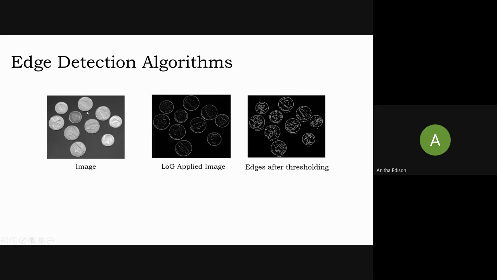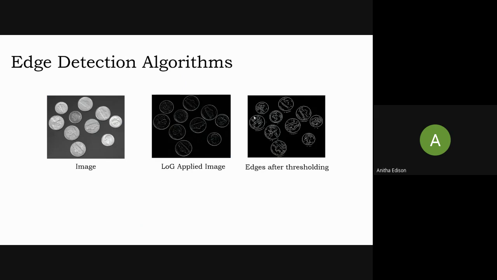This is an example which I have done. This is an image, and Gaussian filtering is applied to remove the noise, and then the Laplacian is applied. Once the Laplacian is applied, you will get an image like this, and this image is thresholded to identify the edges. So this is the result of the edge detection algorithm.